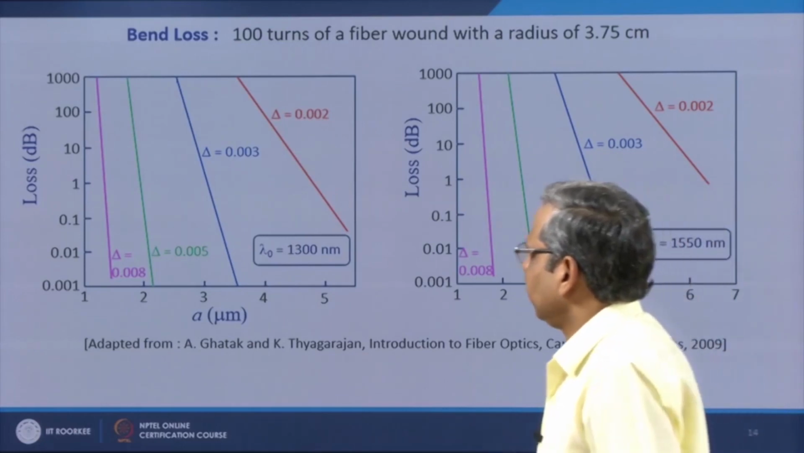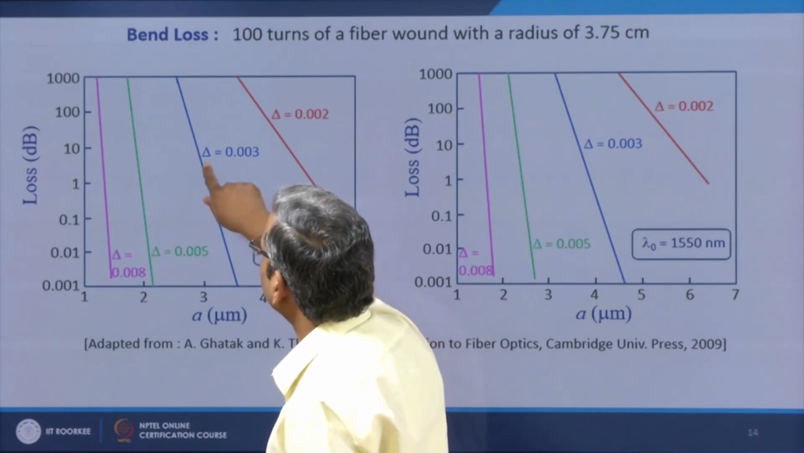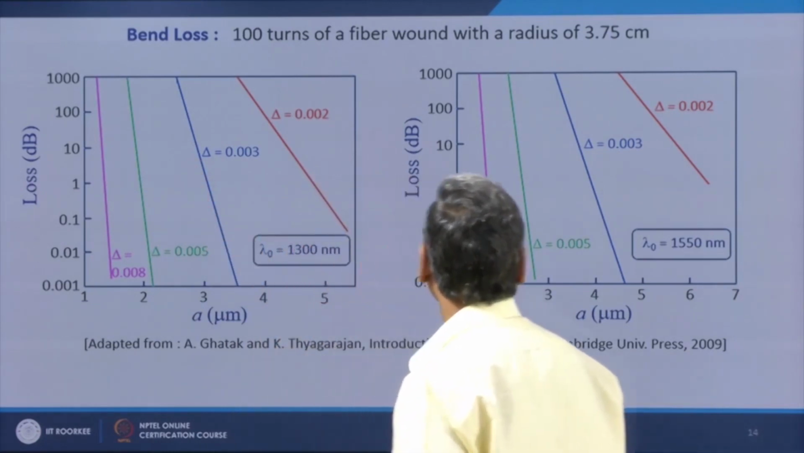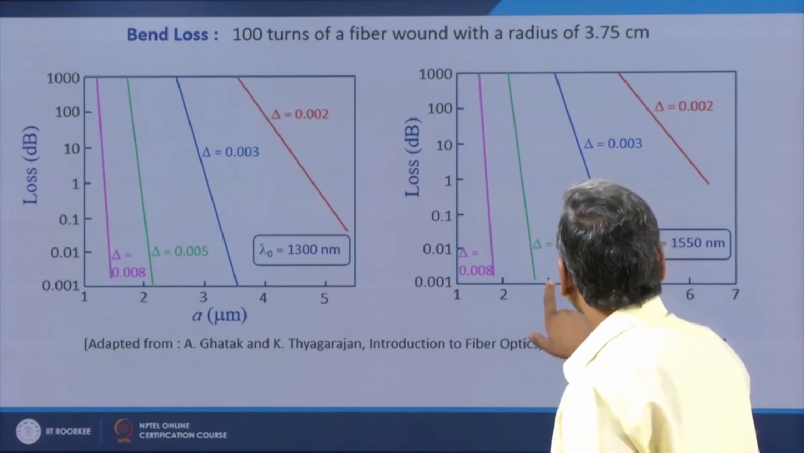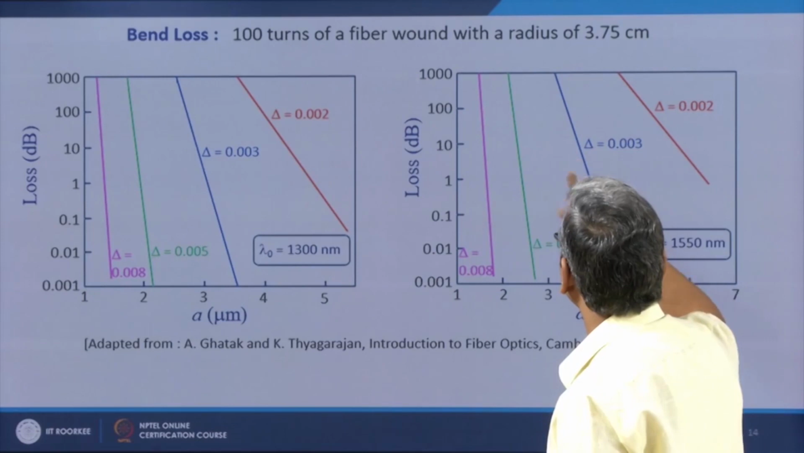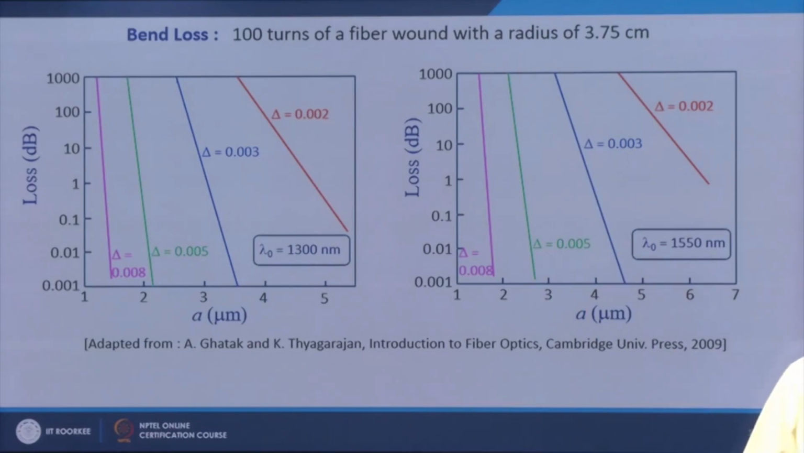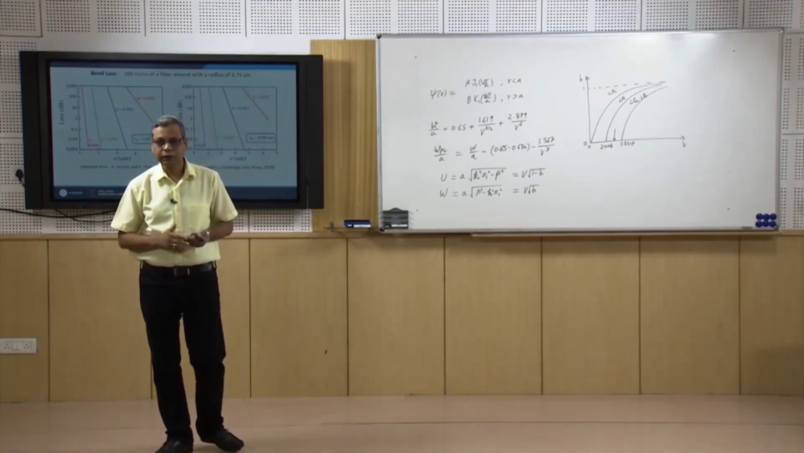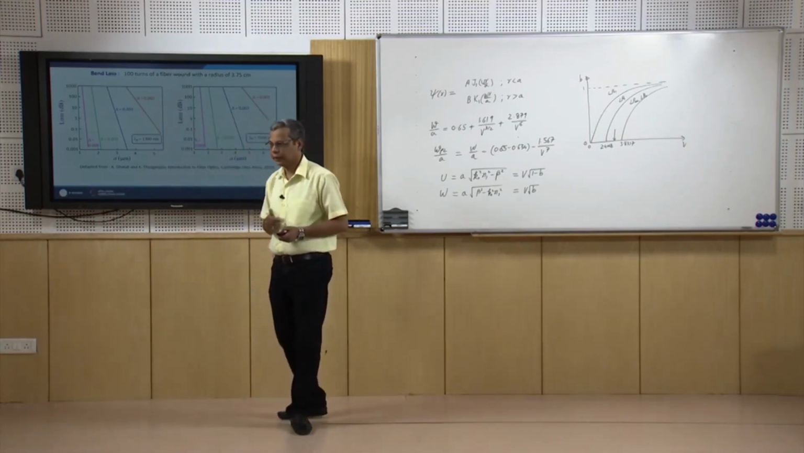For example, here if I take the value of A as 3 micrometer, then the bend loss is somewhere between 1 and 10 dB for delta equal to 0.003. But here if I take the value of A as 3 micrometer, then corresponding to delta equal to 0.003, the bend loss would be much larger than 1000 dB. Okay. So, if I increase the wavelength, what happens? The modal field spreads in the cladding, and that is why it is more sensitive to bending, the bend loss increases.